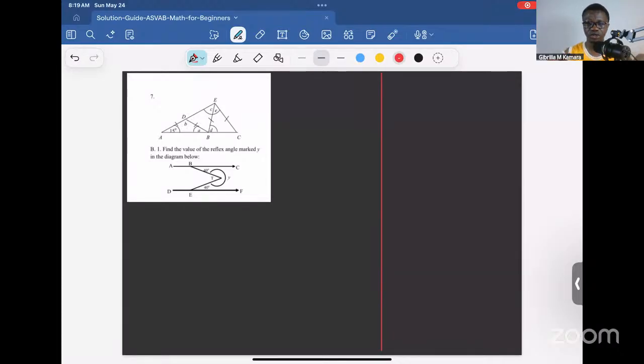Okay, so let's get started. I always try to redraw the diagrams because looking at what I'm seeing, you might not see them clearly. So I will redraw them and we try to analyze the diagrams. Okay. So the first question looks like this.